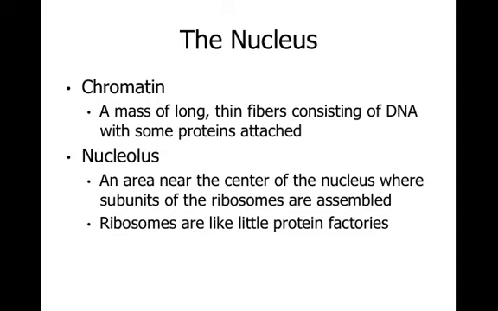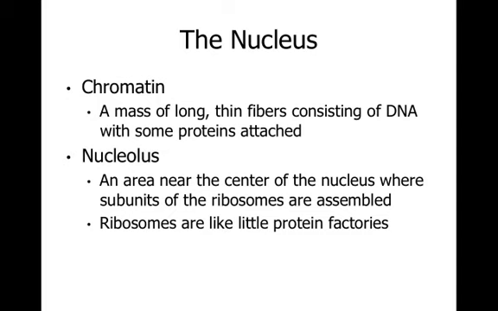Also within the nucleus, we have the nucleolus. So the nucleolus is an area near the center of the nucleus where subunits of the ribosomes are assembled. We'll talk specifically about ribosomes, but we've already mentioned that ribosomes are like the little protein factories. This is where we have our RNA or mRNA come together with our amino acids, and they put together and create or make up our proteins. So the ribosomes are really kind of these factories. They just pump out the proteins based on what the RNA says. And remember, the RNA says something based on what the DNA says.